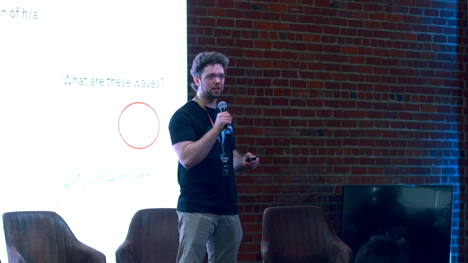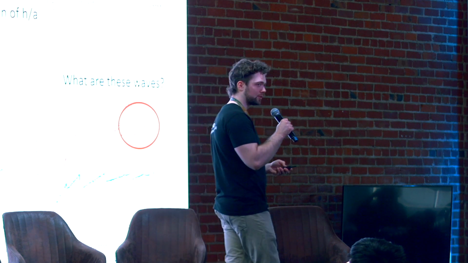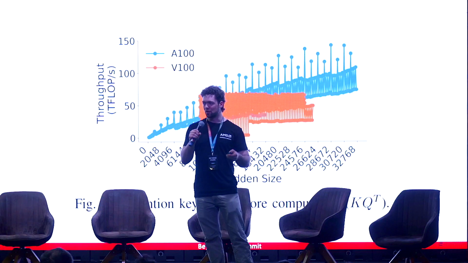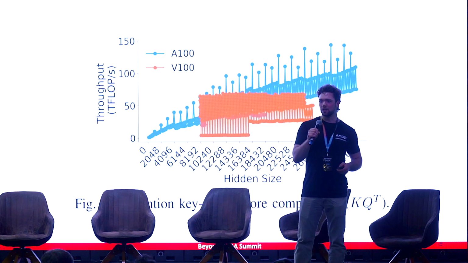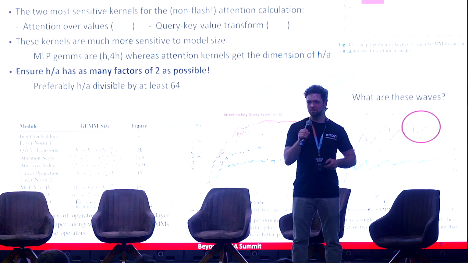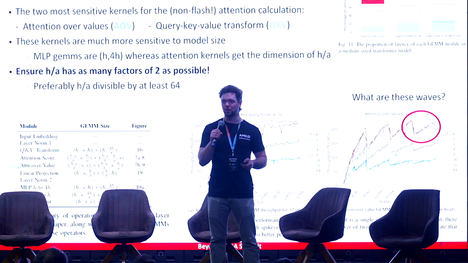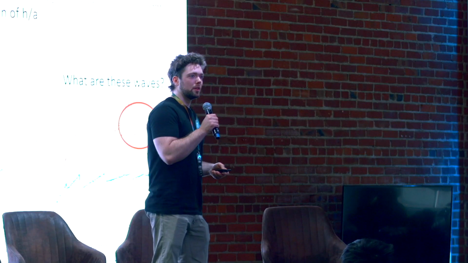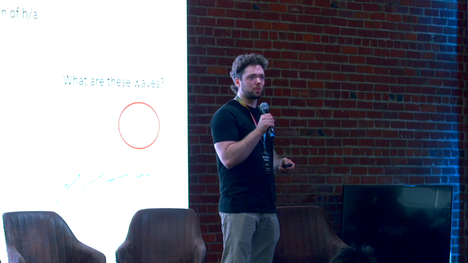So the gist here is that, first off, you need to ensure that h over a has as many factors of 2 as possible. If you recall from the previous slide, h over a having a factor of 8 gives the very highest peaks, the middle peaks are factors of 4, and the bottom peaks are factors of 2. So the more powers of 2 you have as factors of h over a, the better for your model. Preferably have h over a divisible by at least something like 64. So that solves, I believe, the attention over values.